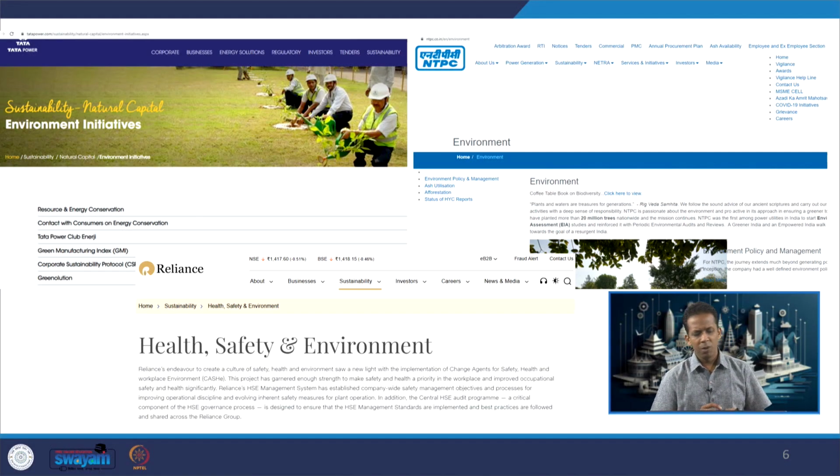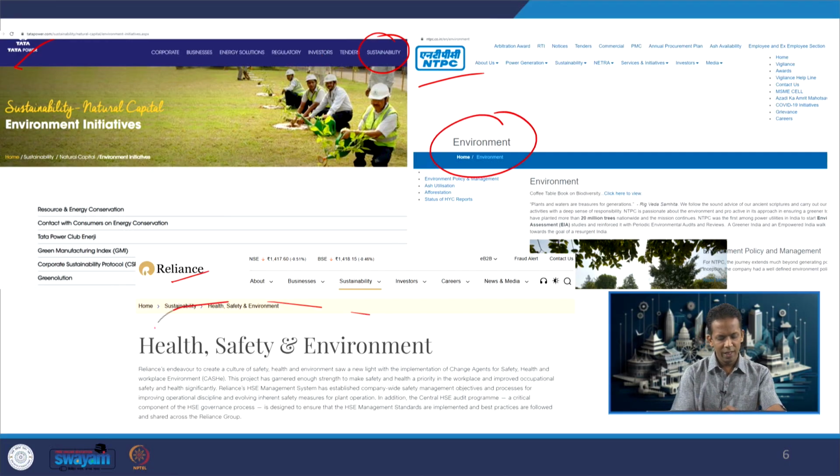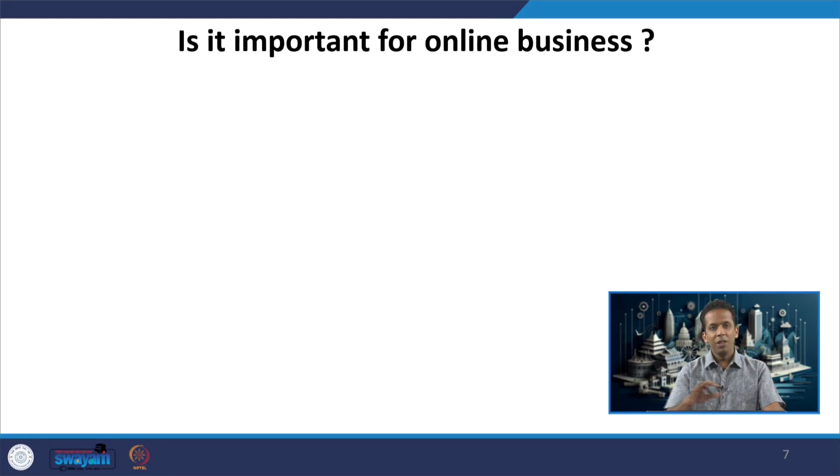These are the websites of some big companies in India, and you see whether it is Tata, NTPC or Reliance, almost all the companies nowadays have a section on sustainability, environment, or health, safety and environment, which is formed as a separate department or division. That shows that whether it is a private sector or a public sector company, both have given importance to this environmental initiative or sustainability aspect. These are hardware-based companies, production sectors, where people see their products and processes. Is it important for online businesses also?